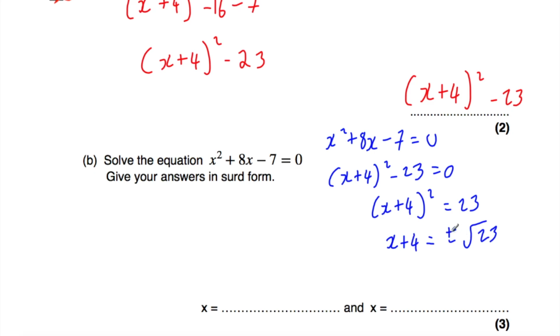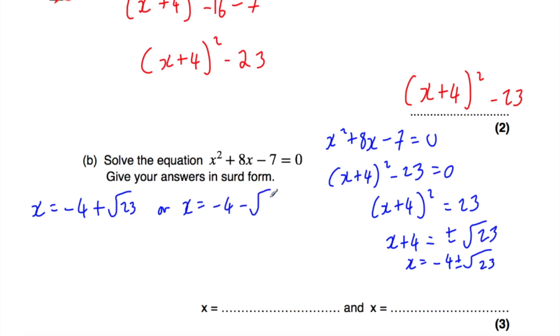Now, instead of writing minus 4 at the end, I tend to put it in front of the plus or minus, so I'd have x equals minus 4 plus or minus the square root of 23. And I'm just going to write this out twice. So I'm going to write x equals minus 4 plus the square root of 23, or x equals minus 4 minus the square root of 23. And that's it. There are two solutions.